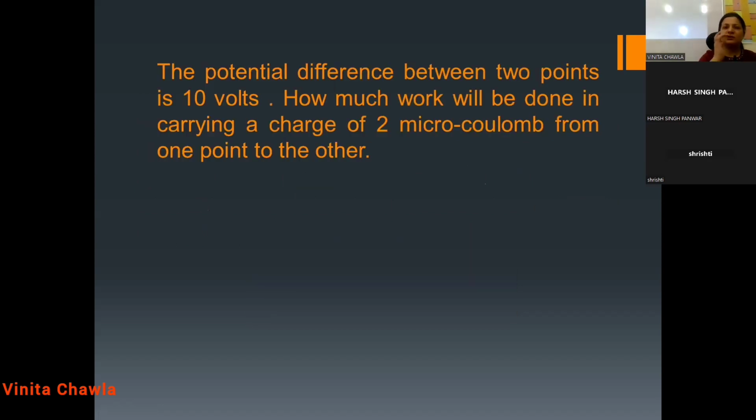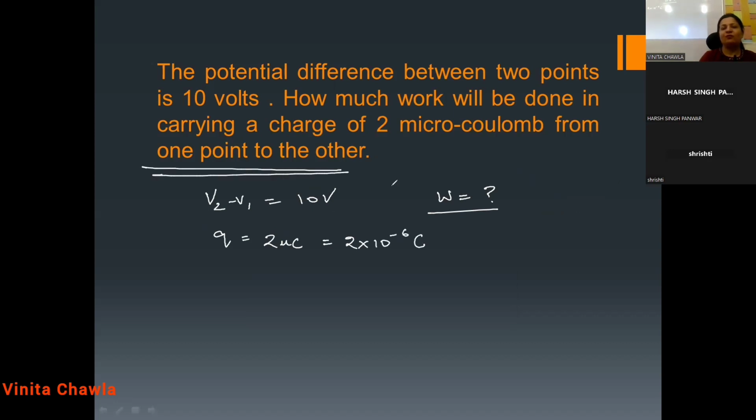Now we have a question based on this. The potential difference between 2 points is 10 volts. So we can write V2 minus V1 as 10 volts. So how much work will be done in carrying a charge of 2 microcoulomb, which is 2 into 10 power minus 6 coulomb, from one point to the other? So we have to find work done. How will you find work done?